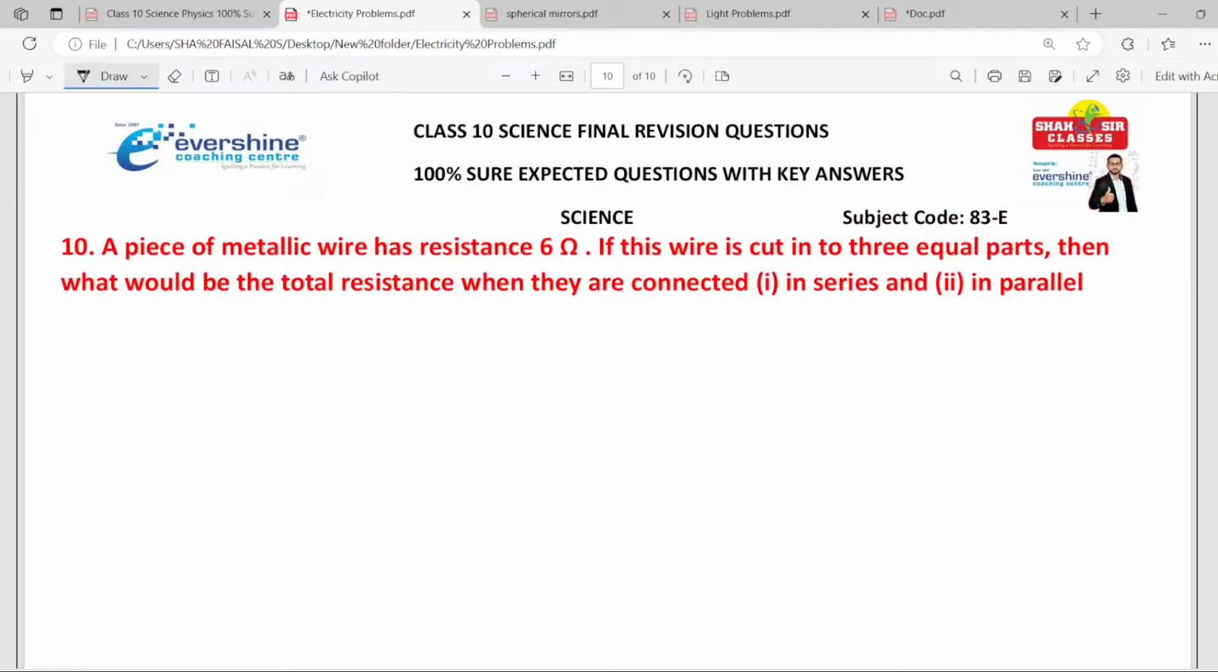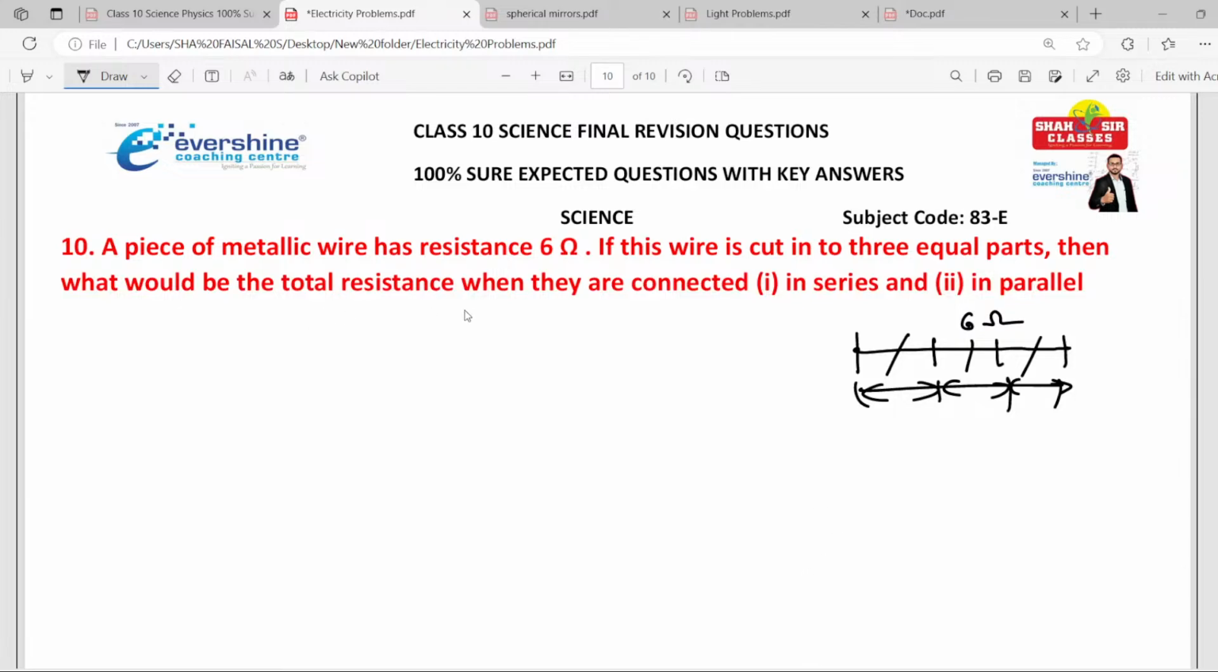Next question is on the screen. A piece of metallic wire has resistance 6 ohm. If this wire is cut into 3 equal parts, then what would be the total resistance when they are connected in series and parallel? Yeah, this is one of the interesting questions. See children, we have a metallic wire. What is this? 6 ohm. Now I am going to cut this into 3 equal parts. I am cutting this into 1, 2, 3. 3 equal parts I have cut.